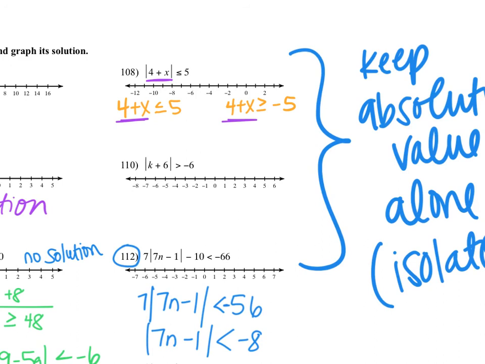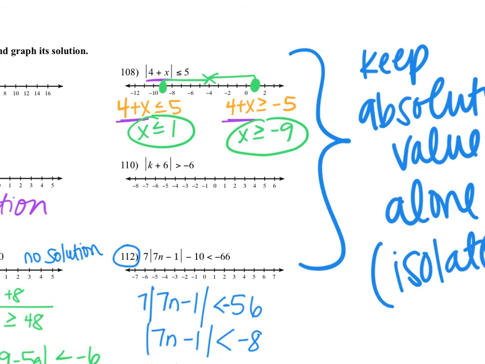I'm going to subtract 4 from both sides, so I get 1 as my answer. I'm going to subtract 4, so -9 is also my answer. They're both closed circles, so here is 1, and I'm going to close my circle, and here is -9, and I'm going to close my circle, and it's less than 1, but greater than -9. So that would be my answer.